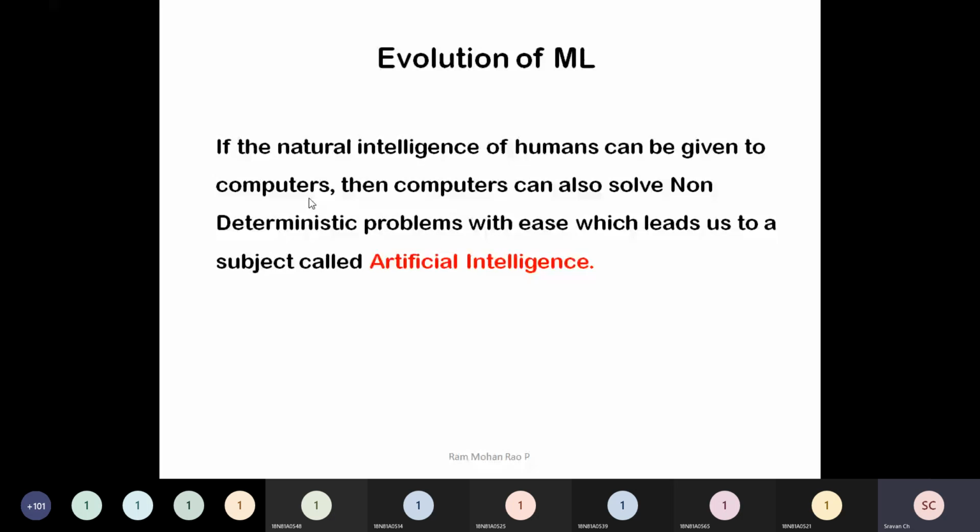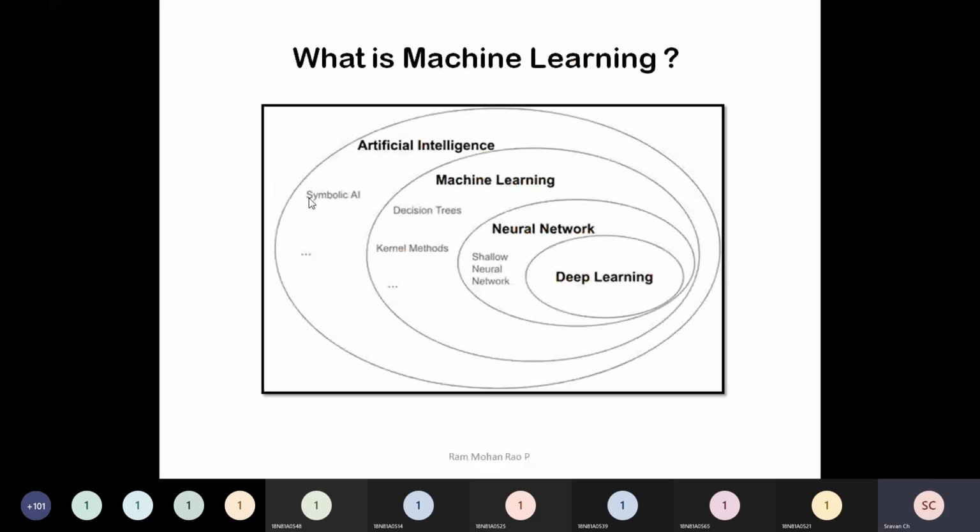Right. This is very important, as discussed yesterday in our previous class. What is machine learning, right? If you look at this diagram, machine learning is one form of artificial intelligence.